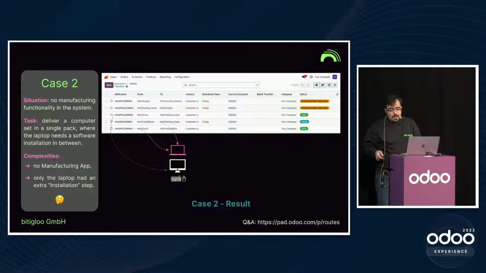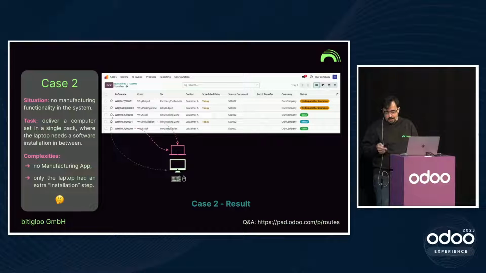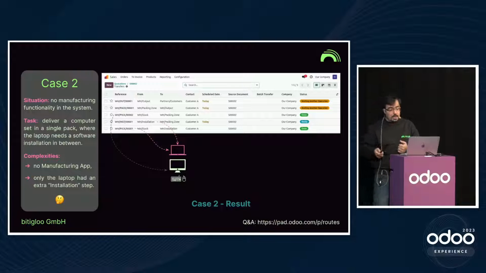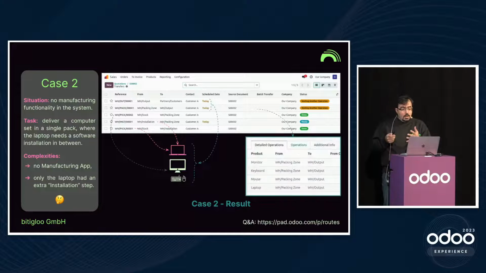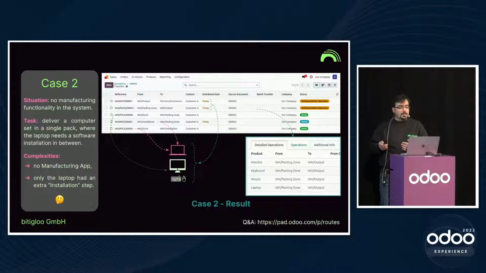So if you see here, the locations are different, and here it is from stock to the installation, there it is stock to the packing zone. And then the next step will be that we will have the installation on the laptop. So this is also another step, another move that we had to have. And then at the end, all of these, they will go, all 4 lines, in one move. So this is actually what we were also expecting.